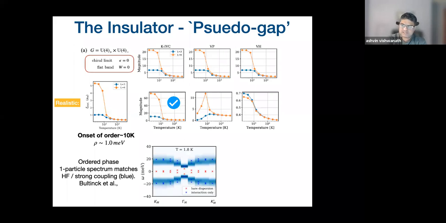So you can extract the single particle spectral function. This is A of K and omega, the fermion spectral function. At low temperature, indeed, it looks exactly like what you would expect. It's gapped. So this looks like the dispersion I showed you for the KIVC. There is some dip at the gamma point. In fact, these curves are for an interaction-only model, which you can solve, and it aligns quite well.